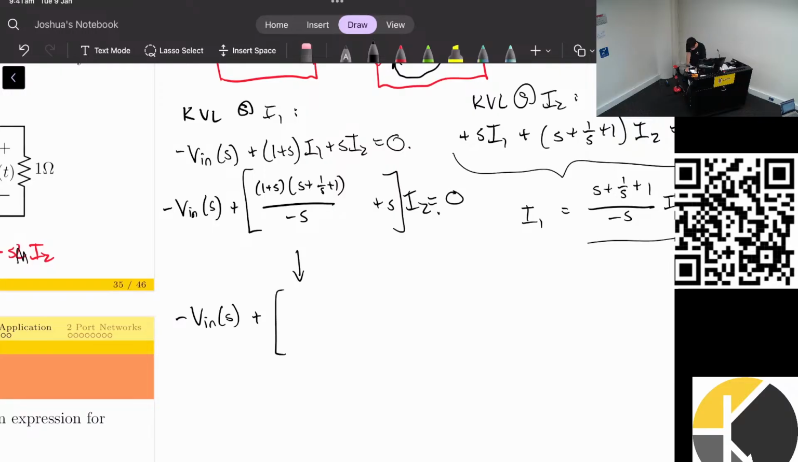So I'll multiply everything by 1 on the right bracket. So I have s plus 1 on s plus 1. And then I'll multiply everything by s. So I have s squared plus 1 plus s. And this is all over minus s.